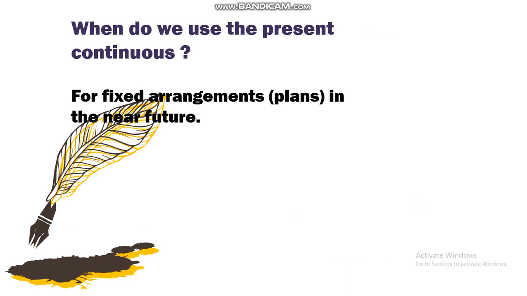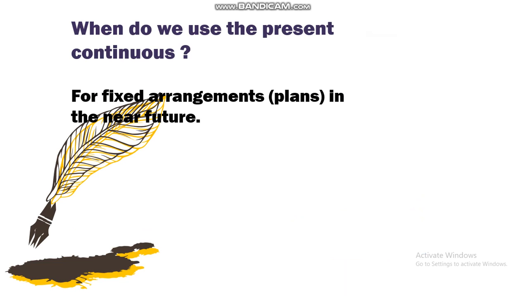So another use for the present continuous is for fixed arrangements and plans in the near future. If I have an arrangement that I'm planning to do in the near future, we use the present continuous. For example, I'm meeting my friends after school, which means that I already prepared myself that after school I'm going out with them. So we use the present continuous tense.